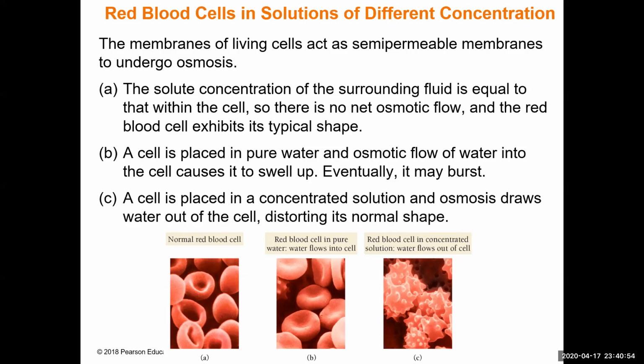In figure C, we now have a cell that's placed in a concentrated solution. And because it's so concentrated outside of the cell, water actually flows from inside of the cell out in order to make the solution outside of the cell less concentrated. But what happens with this flow of water that's leaving the cell is that the cell will now distort its normal shape and actually shrink up.